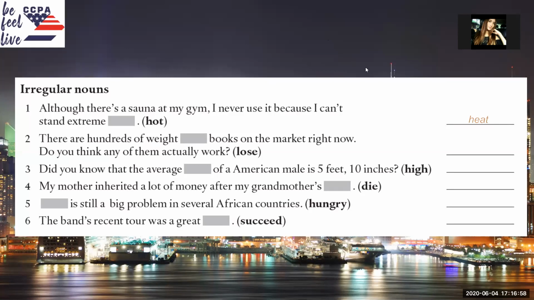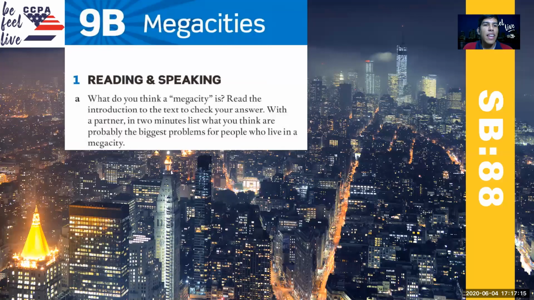There are hundreds of weight loss books on the market right now. Do you think any of them actually work? Excellent. So the noun form of lose is loss. Great. So that's what we studied a little bit last class. We reviewed a little part of prefix and suffix. And now let's go to the reading. We started with the question last class, but we didn't do the reading itself. And that's what we're going to be doing today.